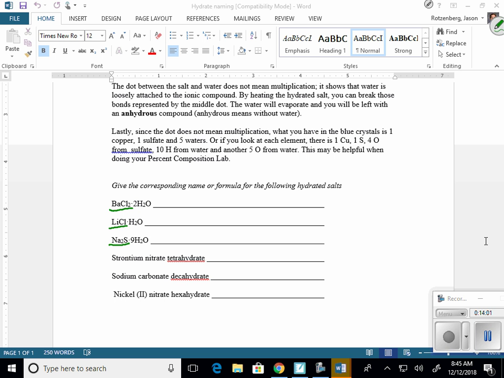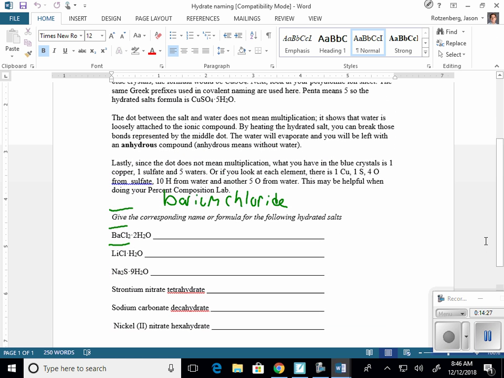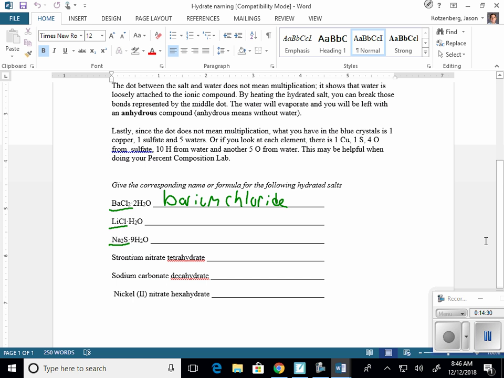Stack, what would we call BaCl2? It would be barium chloride. Now, BaCl2 is barium chloride. BaCl2·2H2O has to have a slightly different name. What I have further up the sheet talks about the fact that for water, we can use the Greek prefix for two to show that there's two waters attached.